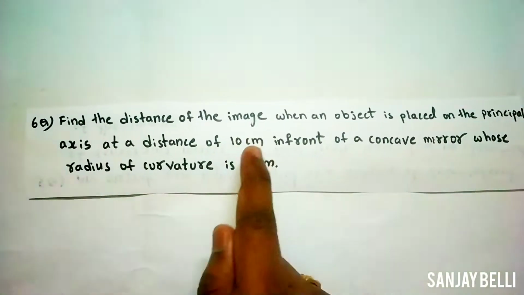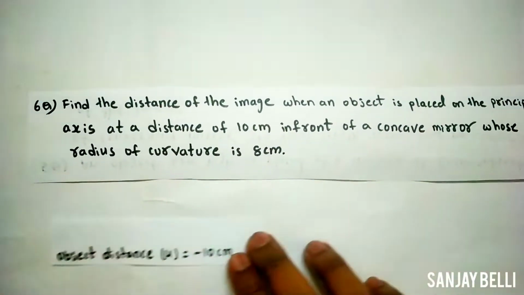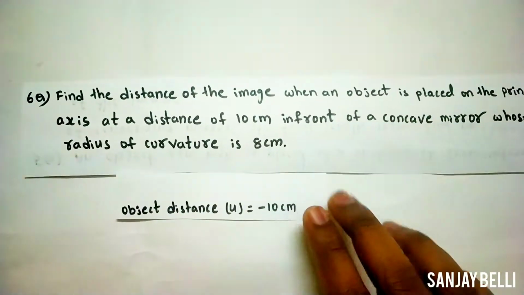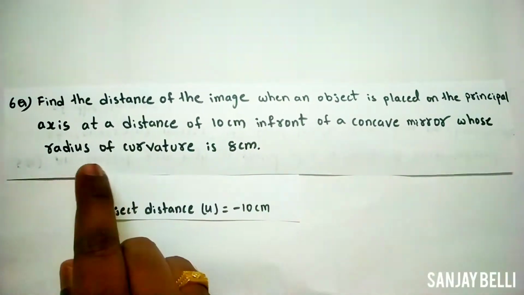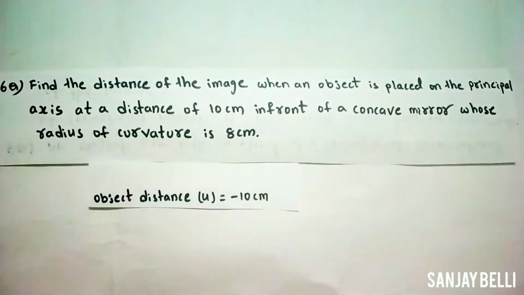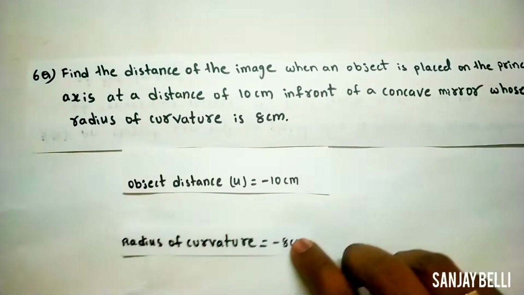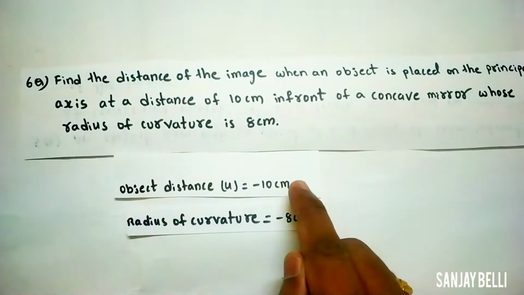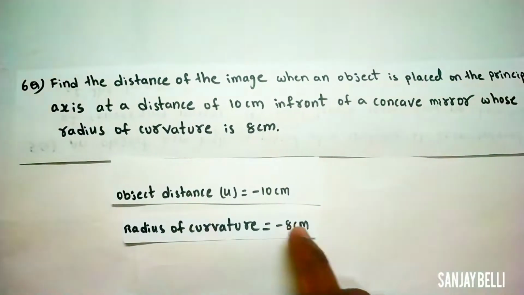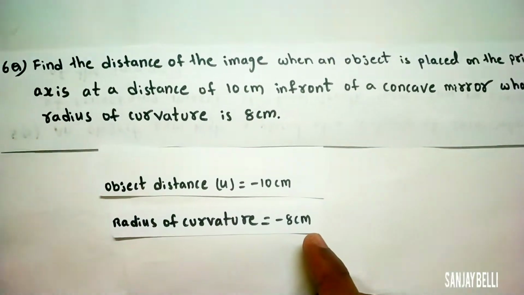So what is this 10 centimeters? This 10 centimeters is nothing but the object distance. The question gives object distance 10 centimeters, and radius of curvature 8 centimeters. So from the question we got object distance 10 centimeters and radius of curvature 8 centimeters.